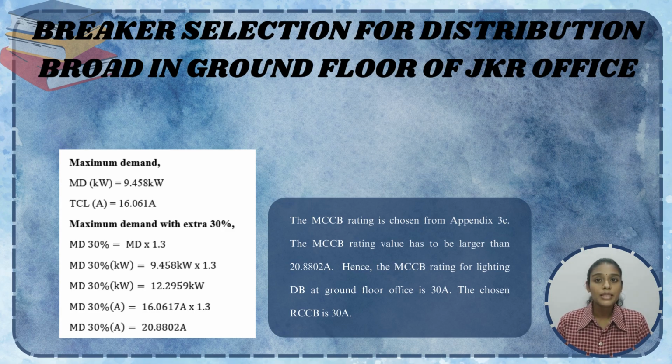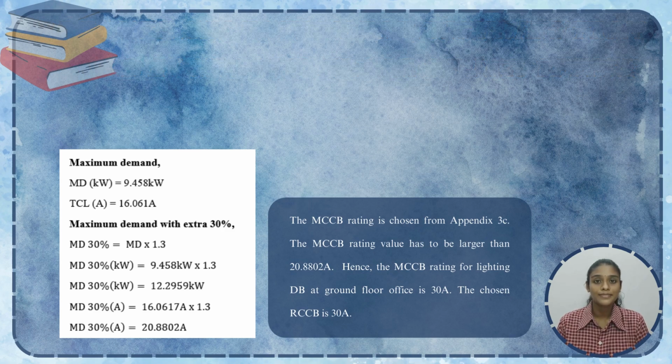The MCCB rating is chosen from Appendix 3C. The MCCB rating value has to be larger than the maximum demand with extra 30%. Hence, the MCCB rating is 30 ampere. The chosen RCCB is 30 ampere. This value is chosen based on the MCCB rating.